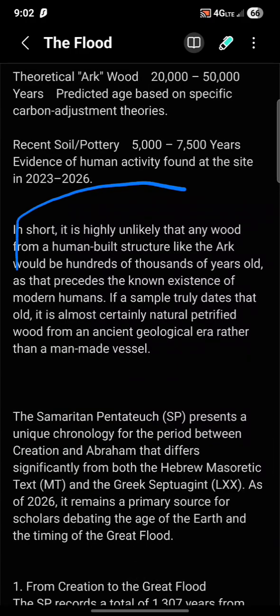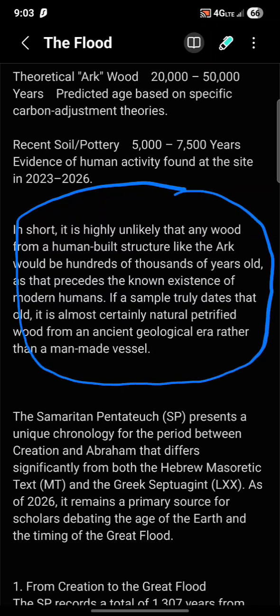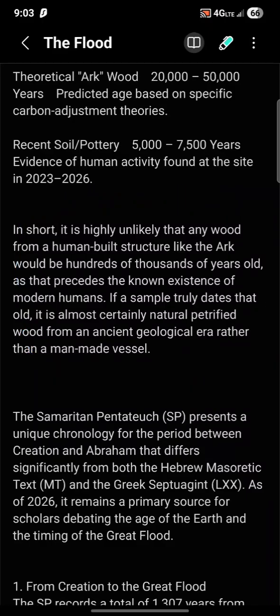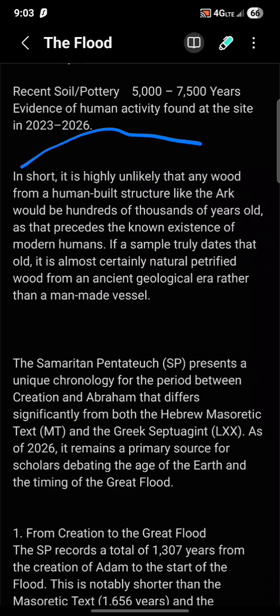In short, it's highly unlikely that any wood from a human-built structure like the Ark would be hundreds of thousands of years old, as this precedes the known existence of modern humans. If a sample truly dates that old, it is almost certainly natural petrified wood from an ancient geological era rather than a man-made vessel. So these are the findings with the Ark on Mount Ararat, that is considered to be Noah's Ark.